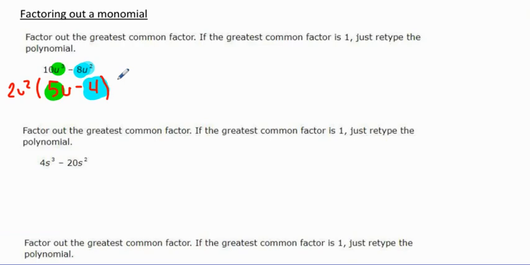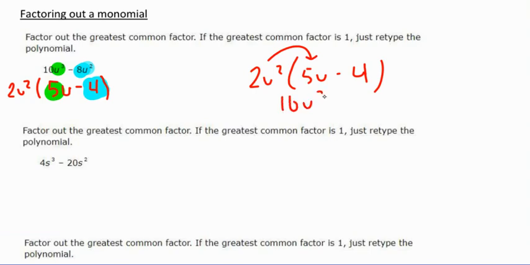Again, you can always check it using our last lesson. If I have 2u squared times 5u minus 4, I can distribute the 2u squared through. 2 times 5 is 10u cubed, and 2u squared times a negative 4 is a negative 8u squared, which is the same as our original. It's really helpful to check these every time, then you know you're right.